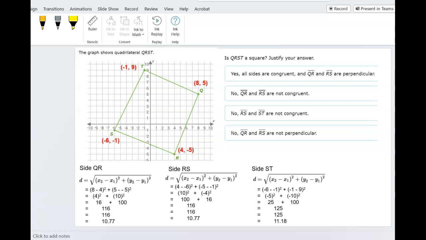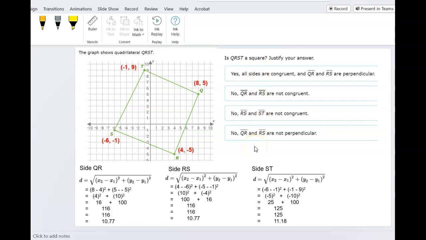And so the question here, the picture, we could see that we have a quadrilateral QRST. And I want to know, is this a square? So in order for this to be a square, all 4 sides have to be equal, opposite sides parallel, all 4 angles have to be 90 degrees, and so forth. And so I have multiple choice this time.